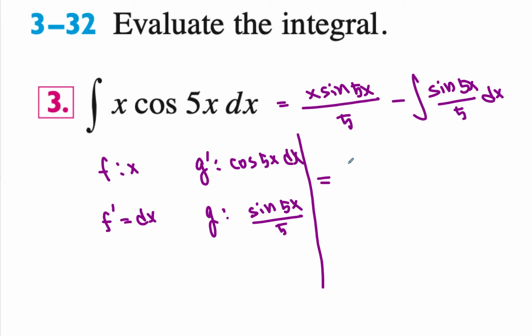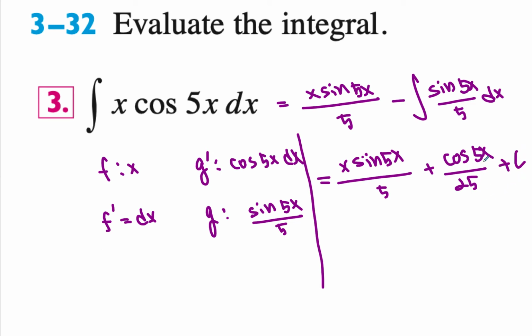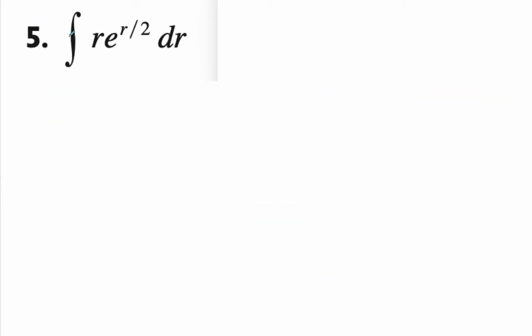First portion, I can just copy as it is, x sine of 5x over 5. But when you integrate sine, it's in fact negative cosine. So the negative sign was already there, so we get plus cosine of 5x over 25, and then plus c becomes our answer. All right, so that was our first one. Let's look at the second question.